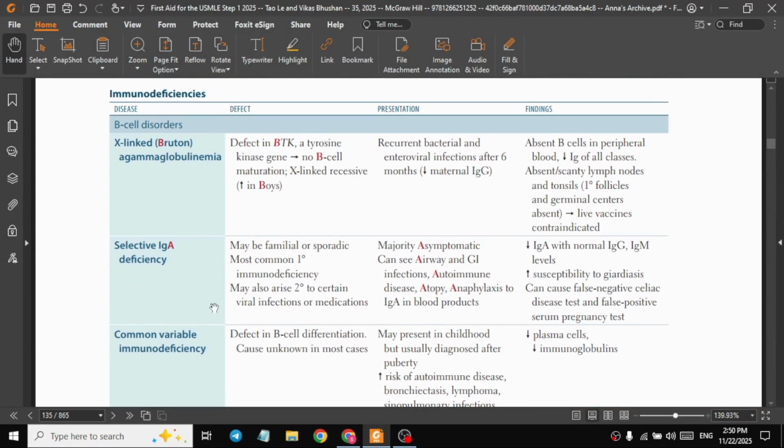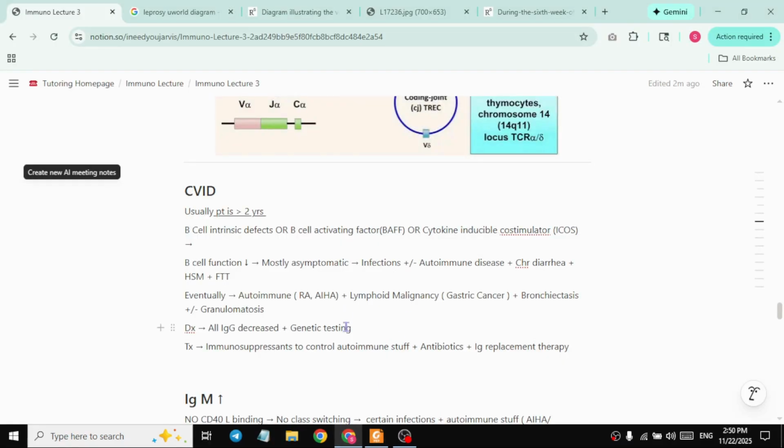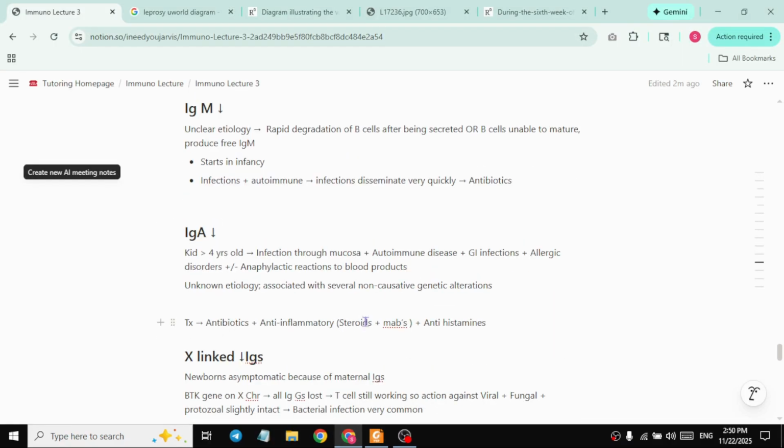Next comes selective IgA deficiency. This one is one of the easier ones. What you'll see here is that IgA, which is basically the first innate immunity barrier to mucosal surfaces, is being lost.